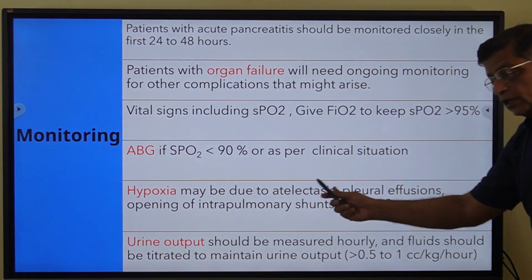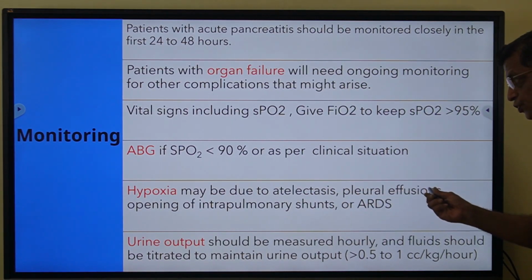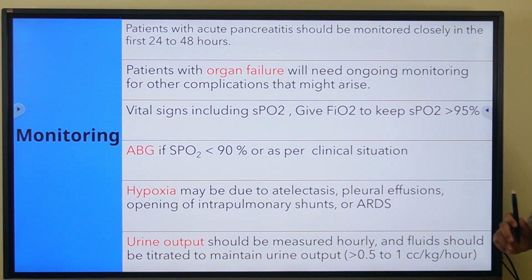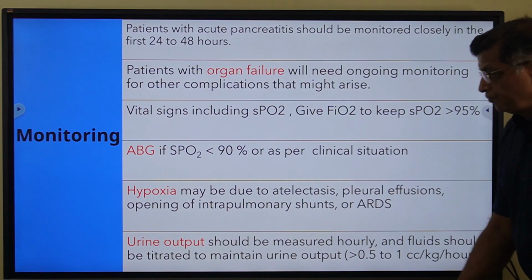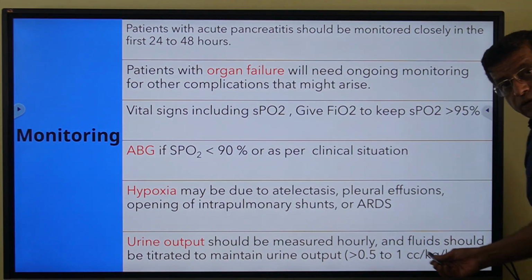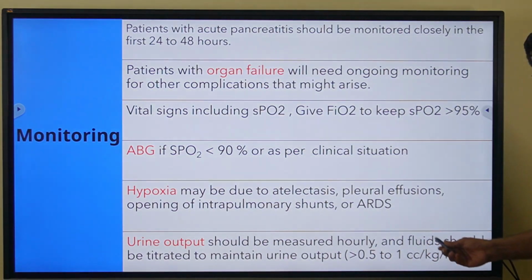Hypoxemia may be due to atelectasis, pleural effusion, opening of intrapulmonary shunts or ARDS. So accordingly treat the patient. Urine output should be measured hourly and fluid should be given to maintain a urine output more than 0.5 to 1 ml per kg per hour.